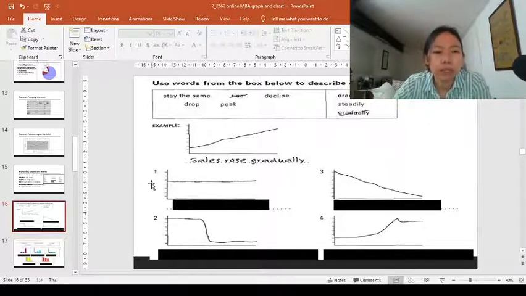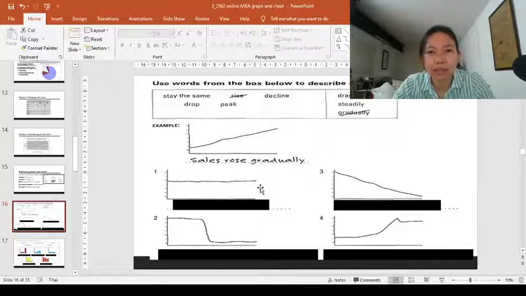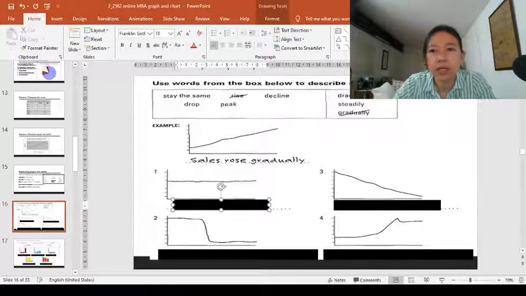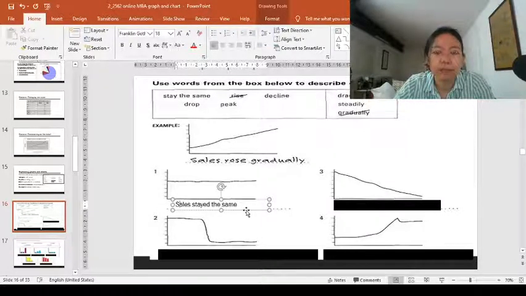So let's look at picture number one together. Here, the line just goes flat. Nothing happens or nothing changes. So we can pick stay the same. We can write it out like this: stay the same. And then in picture number two, you can see that there are three phases here. First, sales stay the same, and then they drop or decline, and then they remain the same.